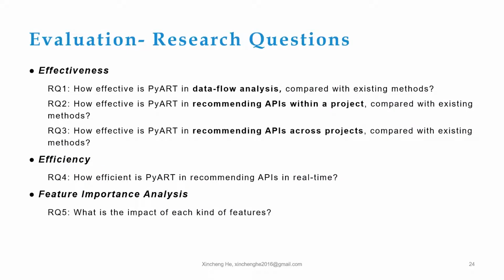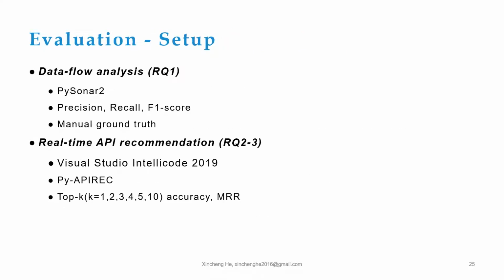We evaluate PyART with 5 research questions, including the effectiveness of PyART in data flow analysis, recommending APIs within and across projects, efficiency of API recognition, and feature importance analysis. For evaluation of data flow analysis, we choose an advanced static analysis for Python named Pysa as a baseline, and we use manual inspection as the ground truth because there is not an existing tool that can report sound and complete data flow information.